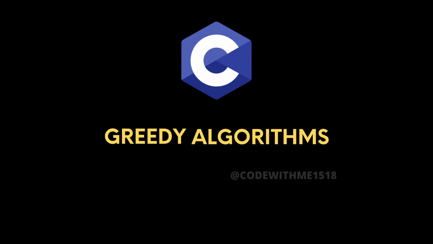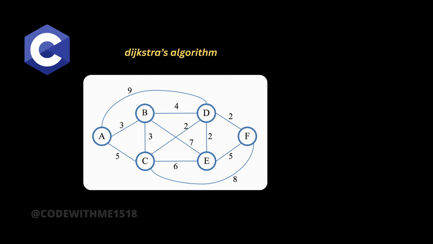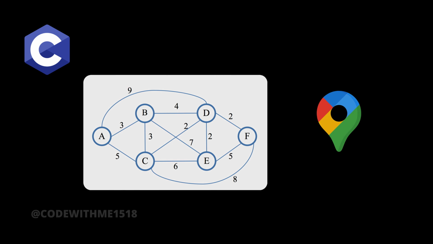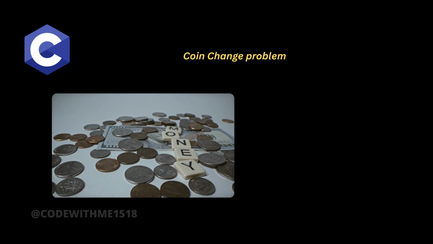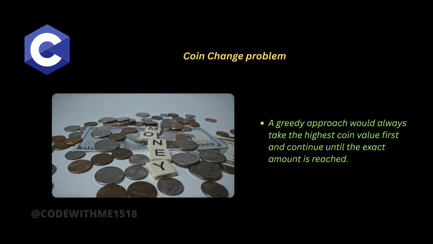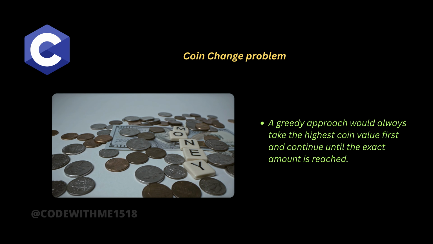Greedy algorithms. Greedy algorithms make decisions step by step, choosing the best option at each stage. This method is used in real-world problems like Dijkstra's algorithm for finding the shortest path in Google Maps. A simple example is the coin change problem. Imagine you need to give change using the least number of coins. A greedy approach would always take the highest coin value first and continue until the exact amount is reached.